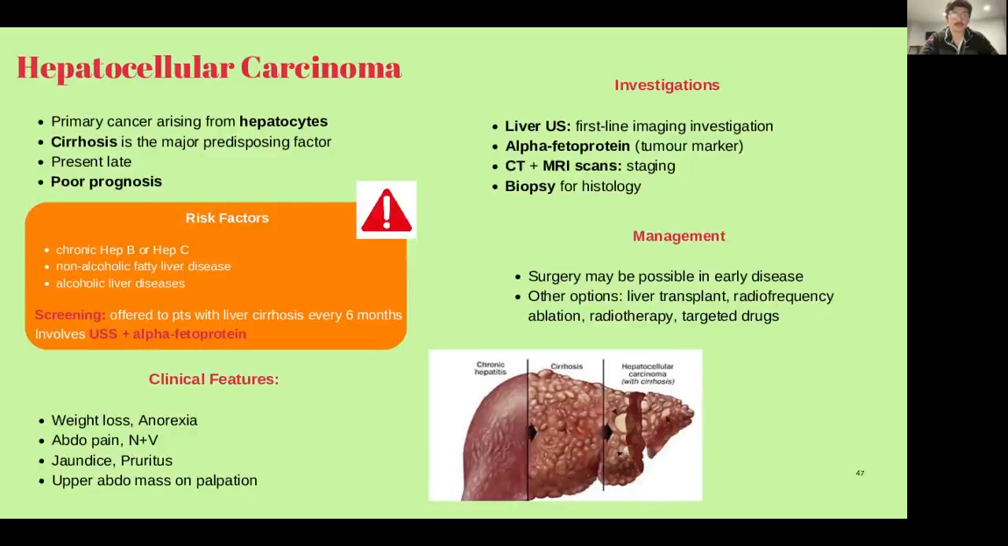So you get weight loss, anorexia, abdo pain, nausea, vomiting. You can get jaundice if it's blocking the bile as well, pruritus as well. Sometimes you can get hepatomegaly and abdominal mass. Investigations, so liver ultrasound. Again, it's a really good first-line investigation for imaging. AFP is a marker which is associated with hepatocellular carcinoma. And then you can do staging with CT and MRI scans, biopsy to confirm for histology.